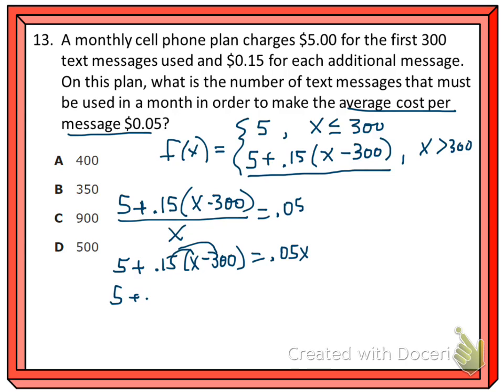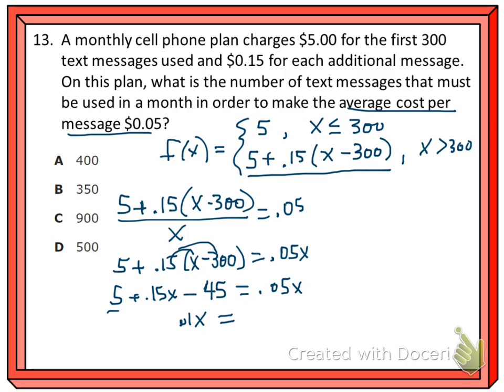5 plus 0.15x minus, I think that is 45, is equal to 0.05x. And let's just get the x's on the left-hand side, so I'll subtract the 0.05x over here, and I'll have 0.1x. And then add up the numbers, and then get them over to the other side.